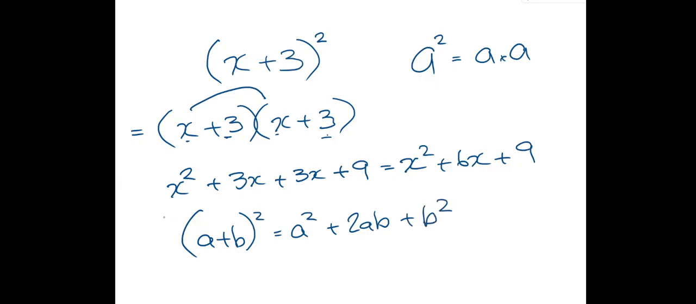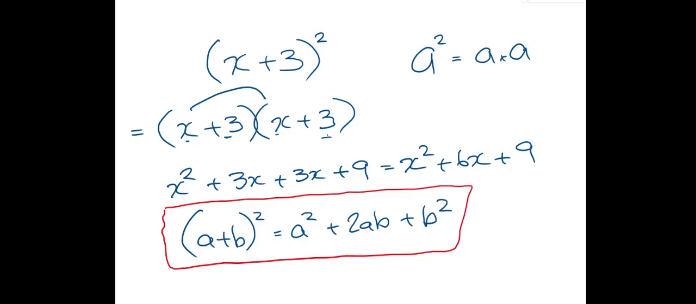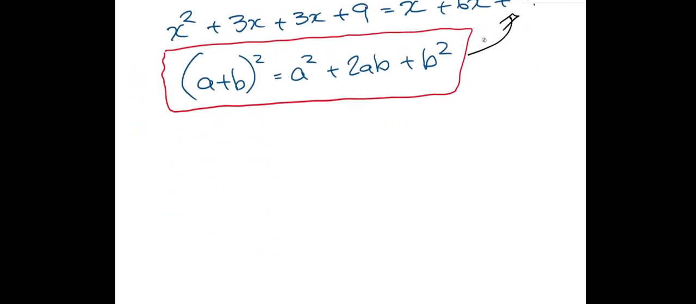It's a nifty little formula to have at your fingertips. Not essential, but if you notice that it does kind of work for this one. If the a here is x, a squared, 2 times x times 3 is 6x, and b squared, the b was 3, is 9, so it works for this one as well. Just a handy little tool to have up your sleeve.